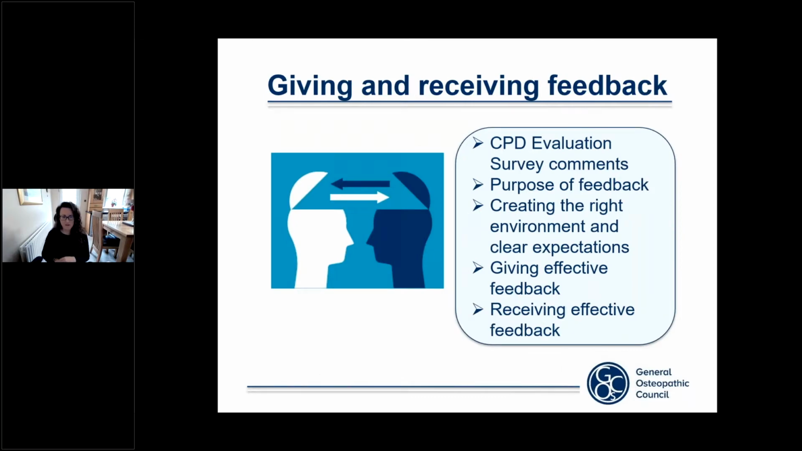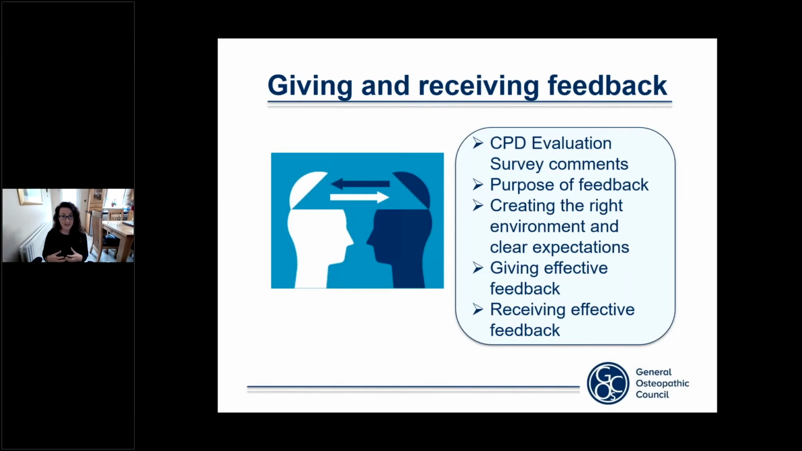So, giving and receiving feedback. Some of you might be very used to this process. Others, who perhaps work in a more isolated setting, are less familiar and may find it potentially daunting. So I want to set it in a positive context: the purpose of it, how to create the right environment, how to give effective feedback, and how to receive that feedback.